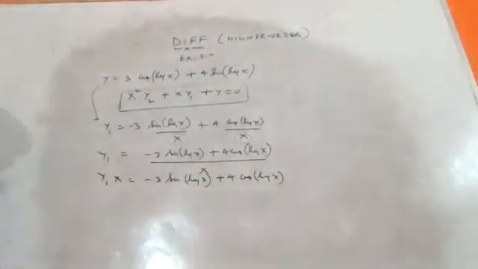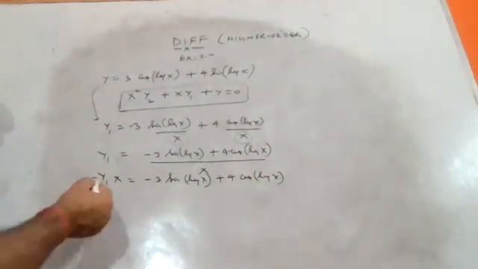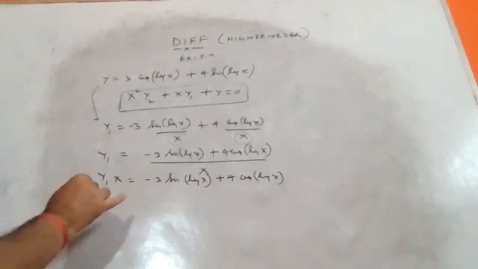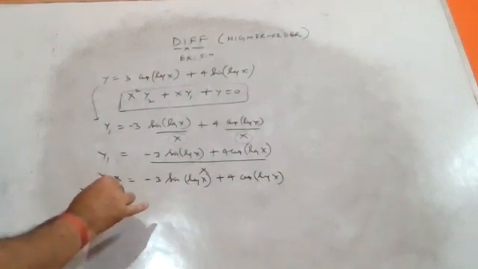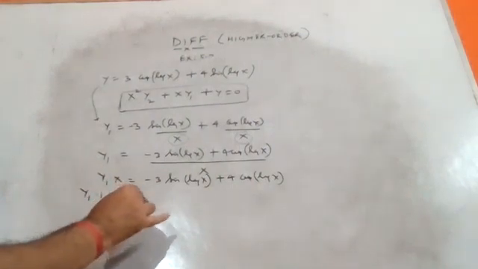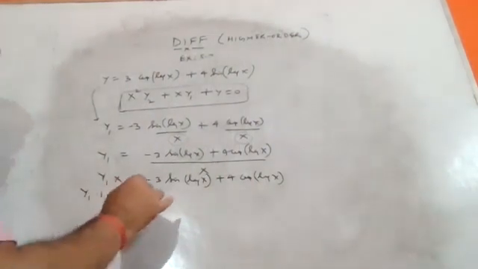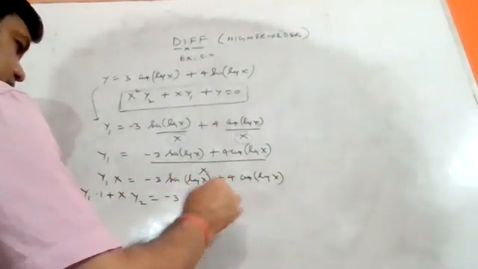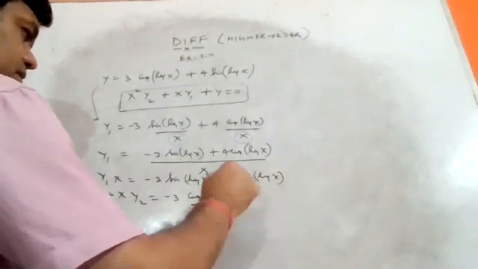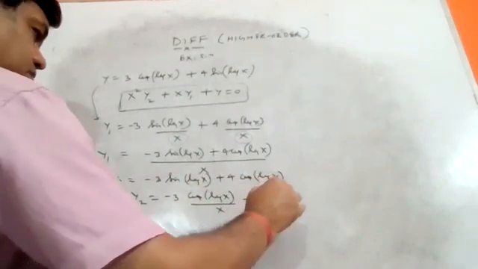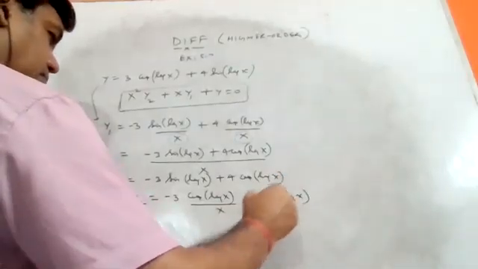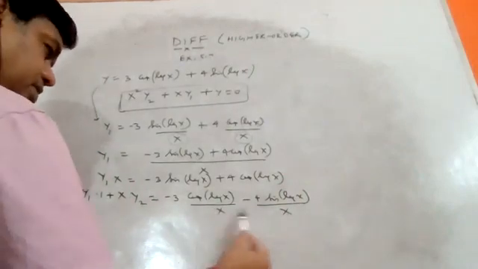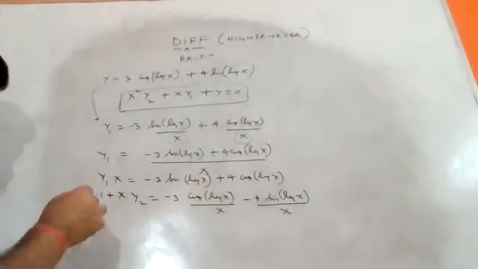And now apply the second order derivative. Here there is a product of two terms, so use the product rule: this is first, this is second. Differentiation of x is 1, times the second, y1, plus x times differentiation of y1, which is y2. Minus 3 times sine log x gives cos log x upon x, and cos gives minus, minus 4 sine log x upon x. Take x as a common LCM and cross multiply with this side.